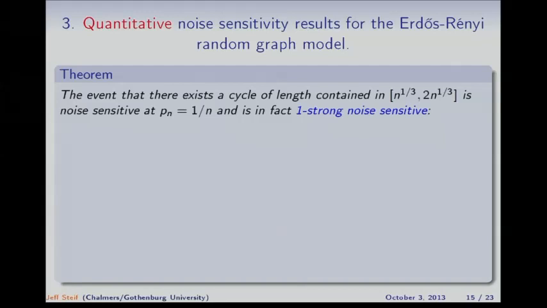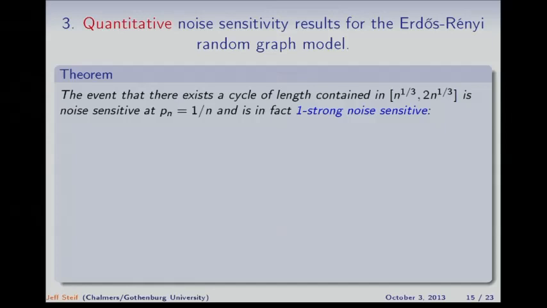OK, so now let me start mentioning some of the results. Let me mention some quantitative noise sensitivity results for the Erdos-Renyi random graph model. In this first event, we're going to be at Pn equals 1 over n. That's the most interesting regime for the model, because it's where the largest component becomes size n to the 2/3. And the event is we're going to ask, in this random graph, is there a cycle of length between n to the 1/3 and 2n to the 1/3?